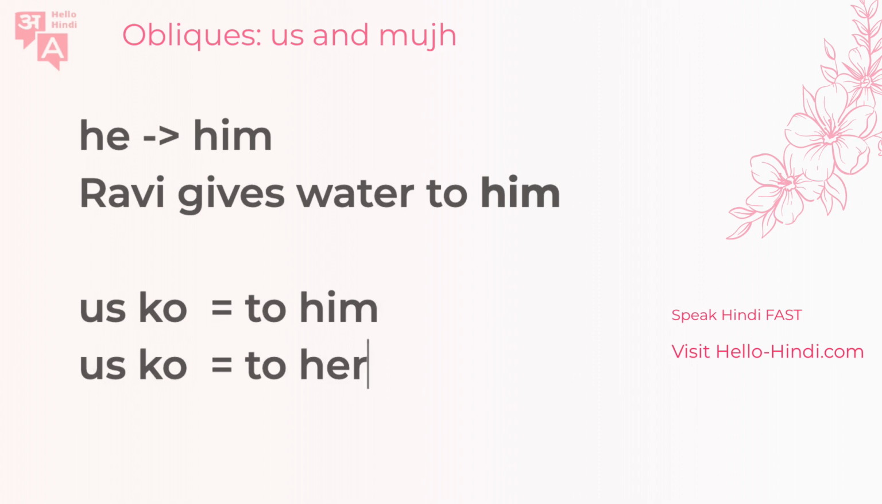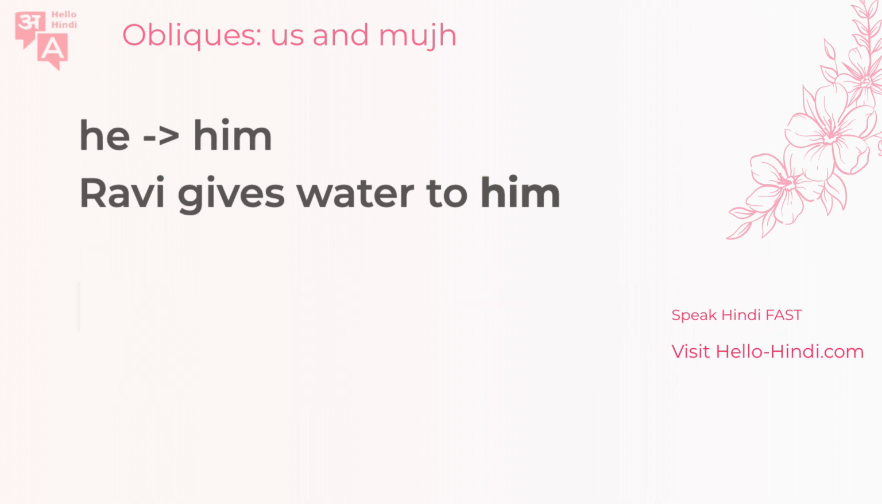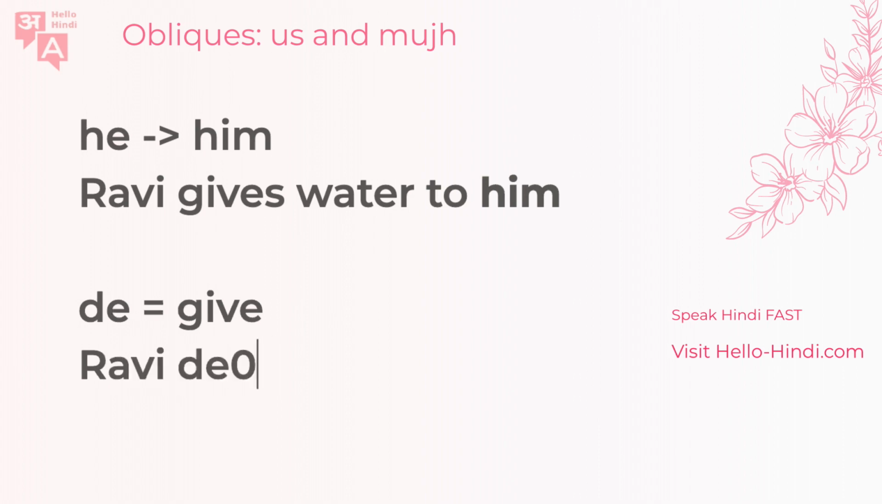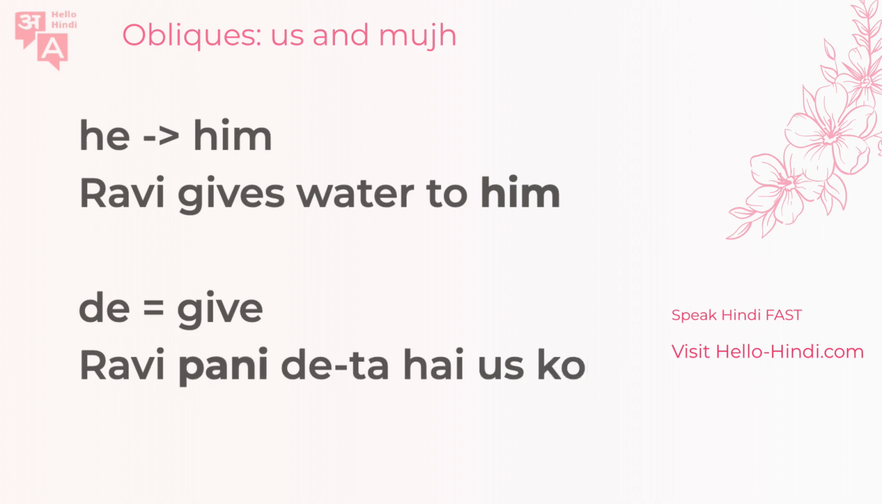Now, let's see how we can use it in a sentence. So let's use the same sentence here. Ravi gives water to him. I think you can construct the sentence yourself as well. Give means deta, right? So see if you can try it, but if not, we're coming in just a quick second. Here it is. Ravi deta hai. Ravi gives. What does he give? The water. So pani deta hai. Okay, pani means water. Ravi pani deta hai. And then you can also pause this, by the way, and review it this way. So that's also good practice. Ravi pani deta hai to him. Usko. Ravi pani deta hai usko.